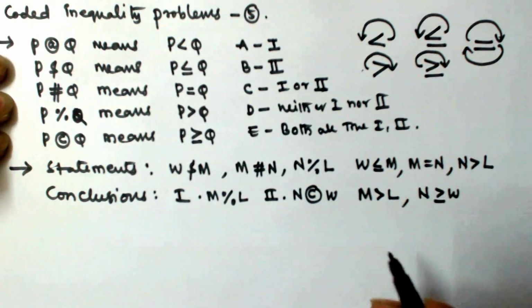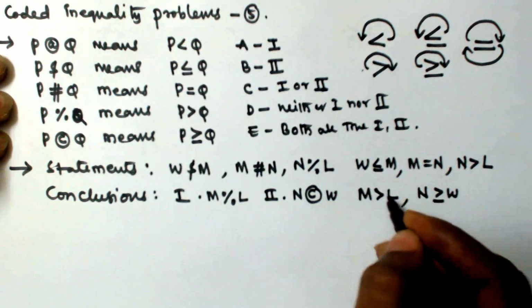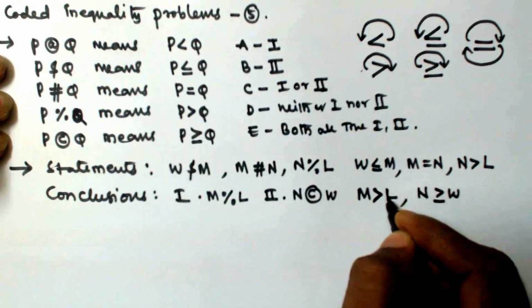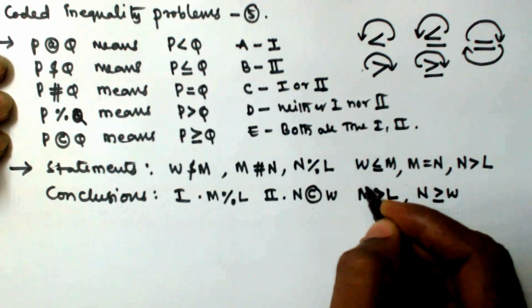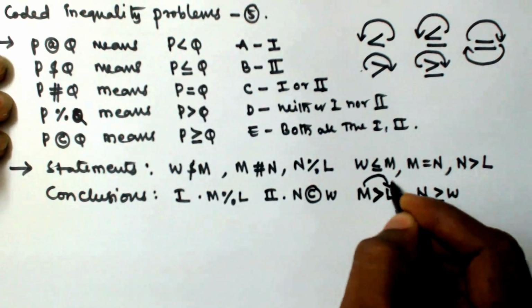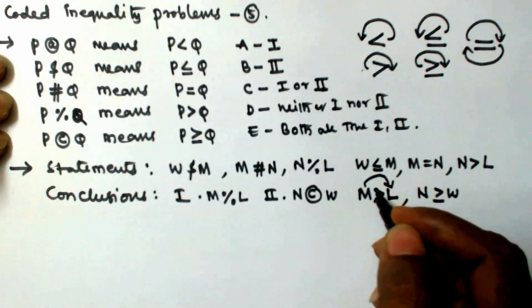Based on these movements, the first conclusion is M greater than L. So M is at the open end of this greater than. That means we have to find the movements from M to L in the given statements.